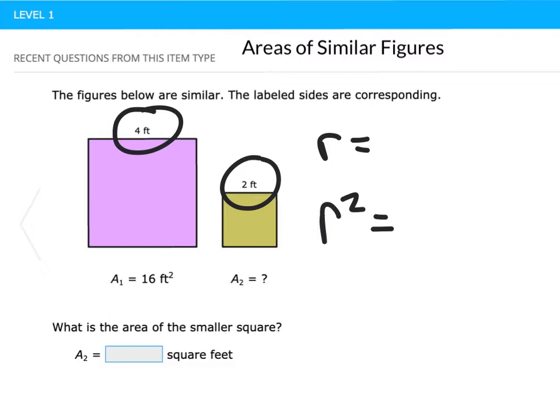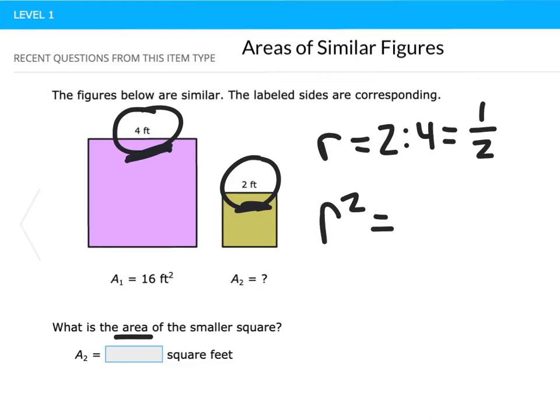Now, in this first question, it says the sides of these two similar figures are 4 and 2. Those are lengths. And we are looking for the area of the smaller square. So since we know the lengths, we can make the ratio of the small square to the big square. It would be 2 to 4, or we could rewrite this as a fraction, 2 over 4, and that reduces to 1/2. So you notice right away that 2 is half of 4, and the ratio of side lengths is going to be this r value, 1/2.